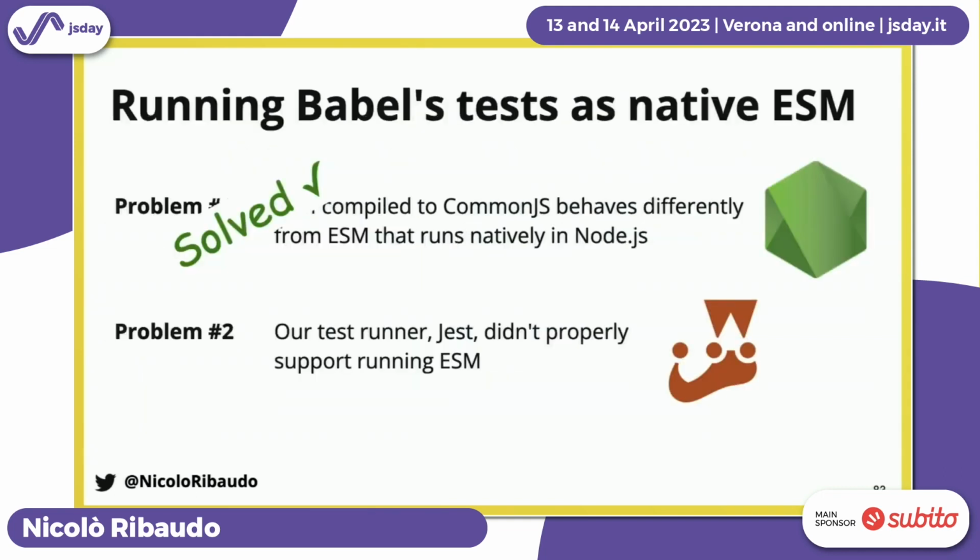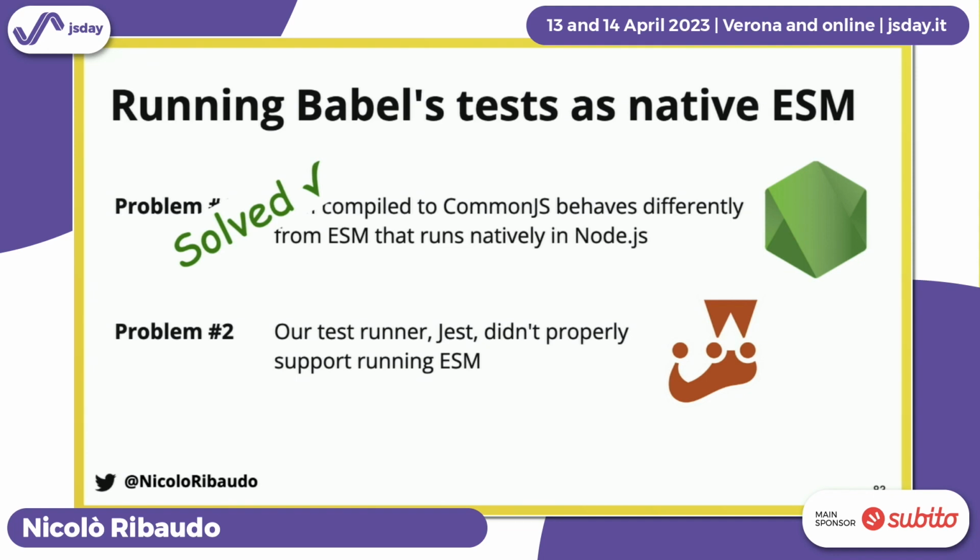So we solved this first problem, and now our manually written ESM could either run as ESM, or we could compile it to CommonJS. It would still work in both cases. And then here comes problem 2.